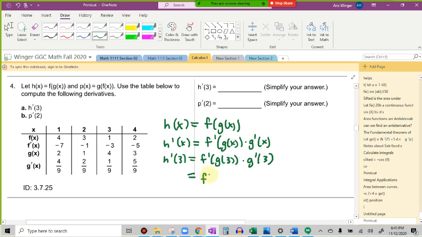This is equal to f prime of g of 3, the value of g at 3 is 4, times g prime of 3, which we can call out right now. G prime of 3 is 1/9. The remaining thing is, what's f prime of 4? The value of the derivative of f at 4 is -5. -5 times 1/9, -5/9.